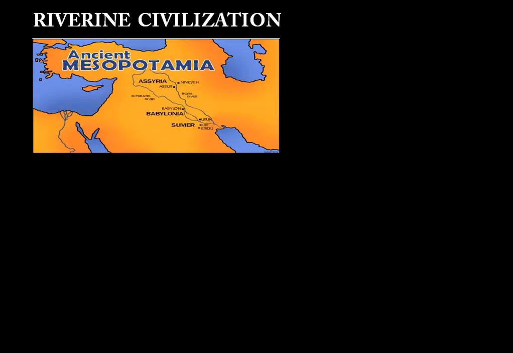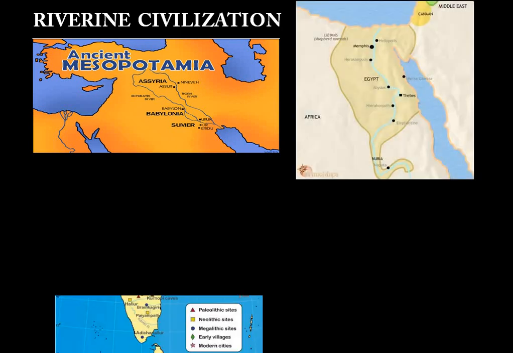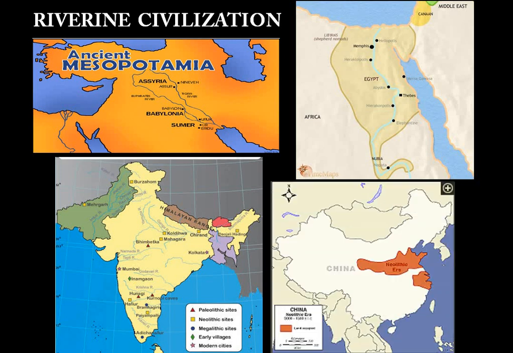Now let us see the maps of Mesopotamia. This is the ancient Mesopotamia, Egypt, India, China. In these four places, the ancient riverine civilizations started flourishing. Let us talk about these one by one.